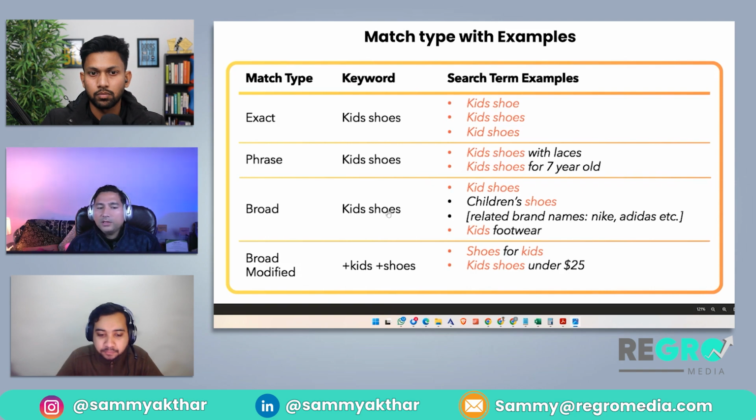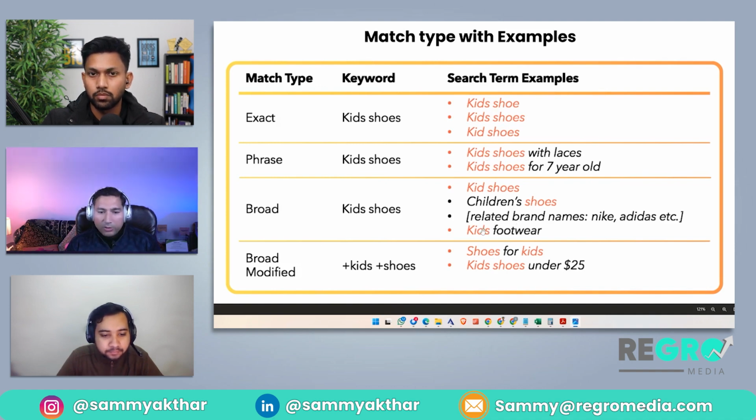In broad, if we have kid shoes, what we have seen especially in brand, and also sometimes in products, sponsored brand and sponsored products, is that Amazon has started evolving and targeting something like children's shoes, because at the end of the day, kids and children are synonyms. So Amazon has started targeting this. In brand it is very much visible, but you may also find such results in sponsored product as well. Kids footwear is also one of the examples, because now shoes and footwear are kind of synonyms.